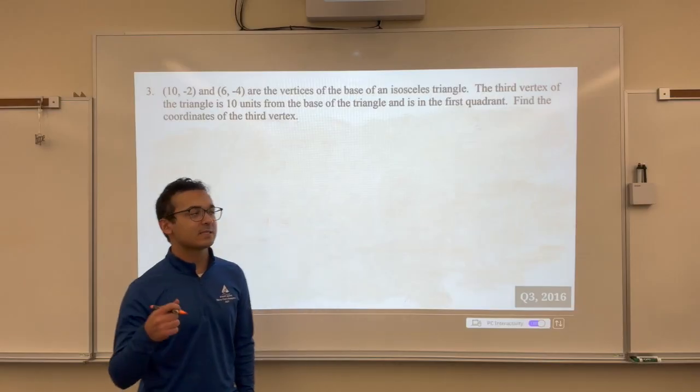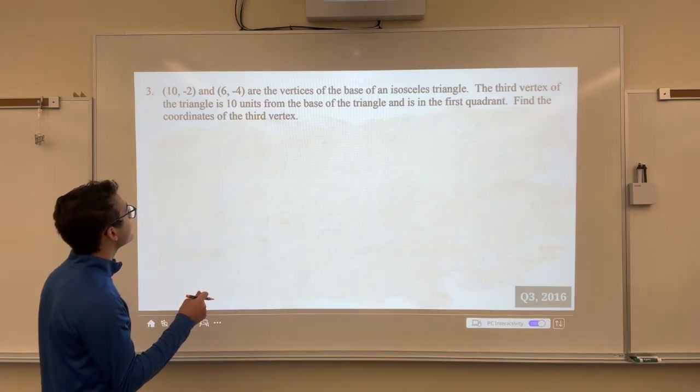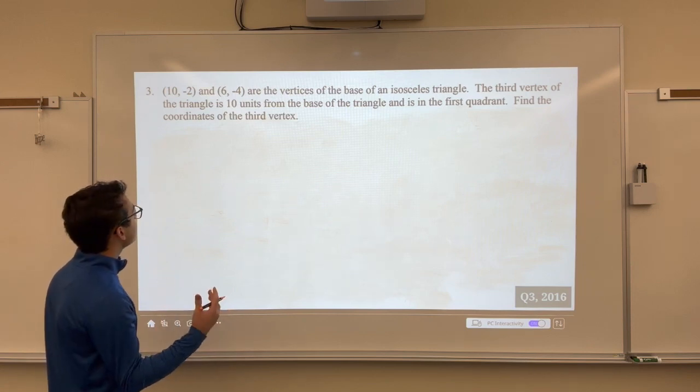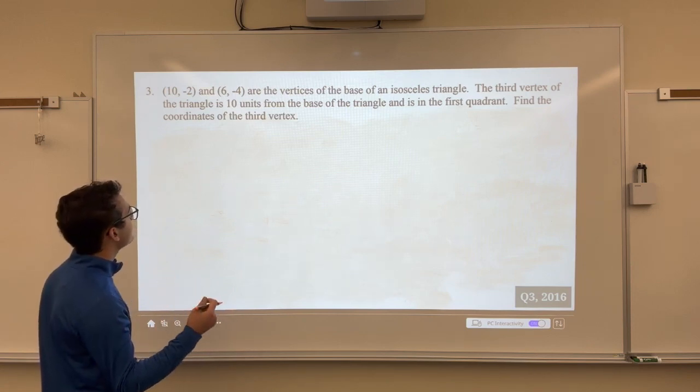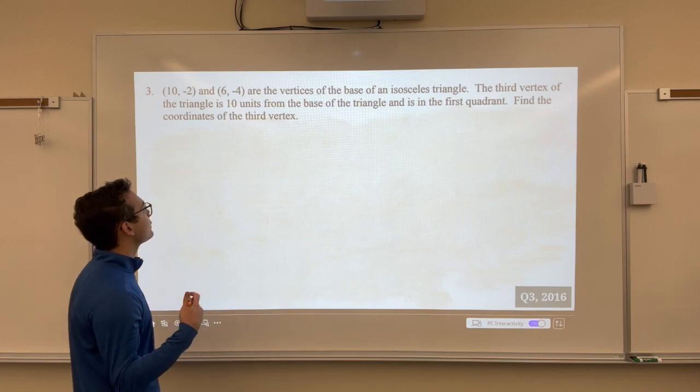Alright, here's the last problem of the video. 10 comma minus 2 and 6 comma minus 4 are the vertices of the base of an isosceles triangle. The third vertex of the triangle is 10 units from the base of the triangle and is in the first quadrant. Find the coordinates of the third vertex.